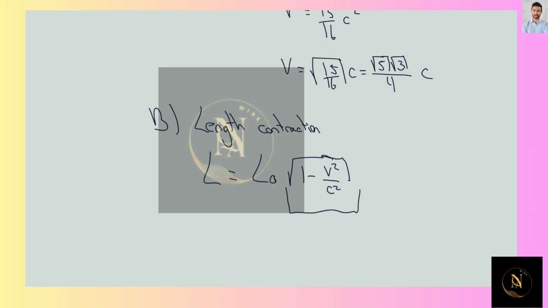So that would be all. There's no possibility in part B, so in B that is not possible due to length contraction, and that would be all.